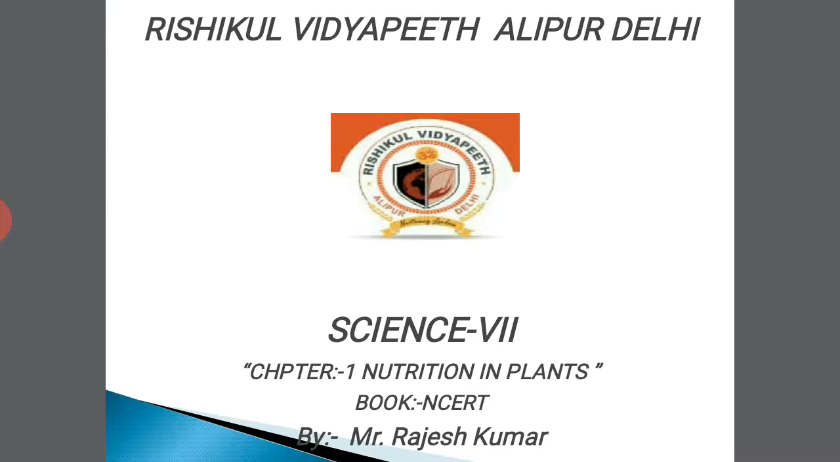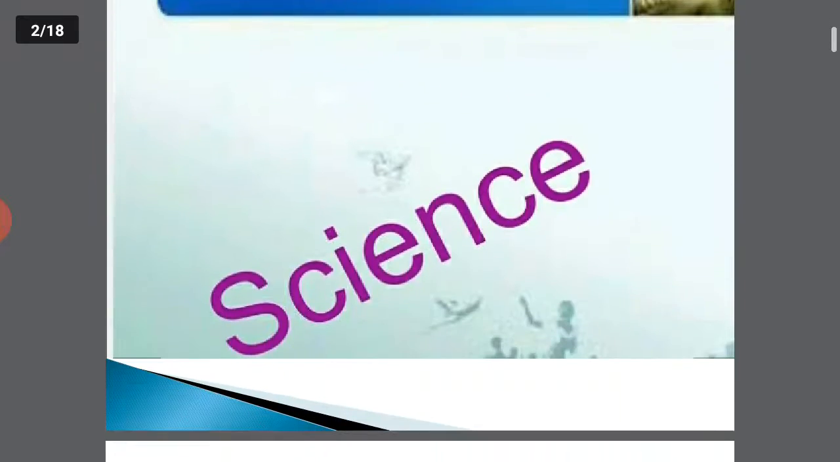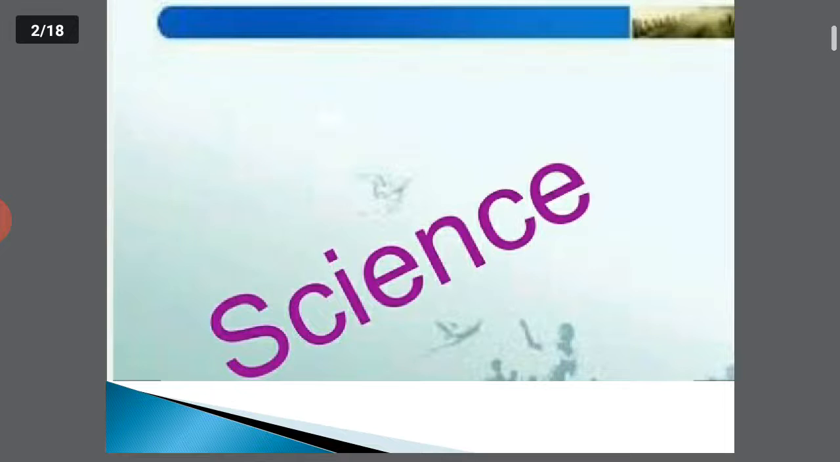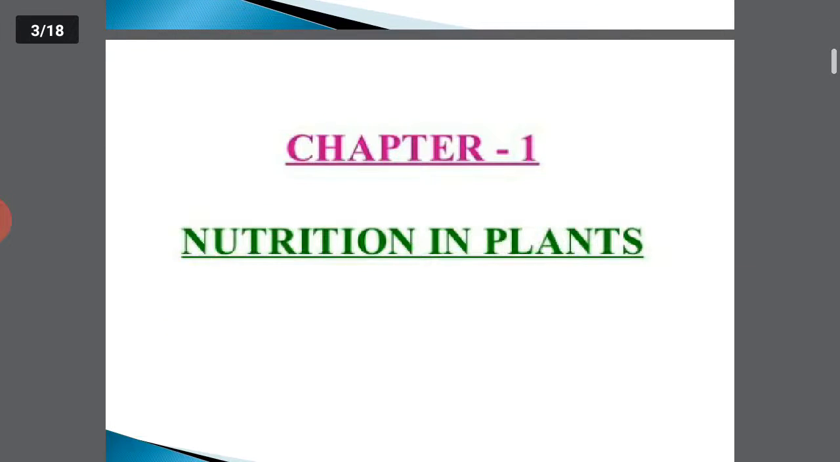Today we will do the revision of chapter 1 that we did earlier. Okay, so let's proceed. The title of the chapter is Nutrition in Plants, how plants get their nutrition. This is your science subject, chapter 1, Nutrition in Plants.